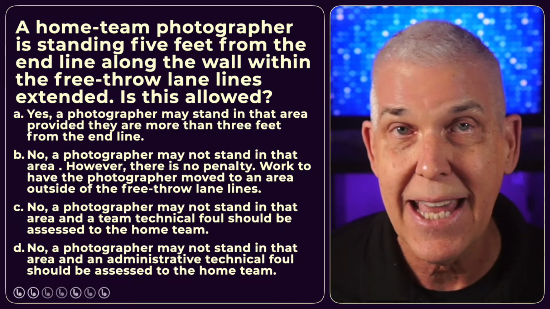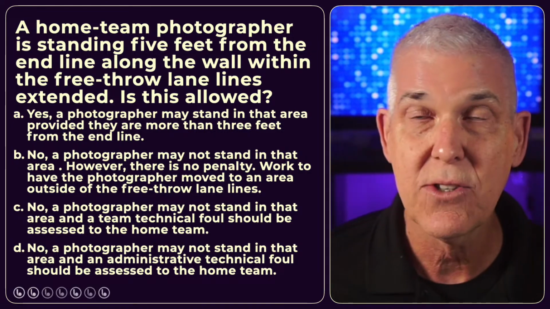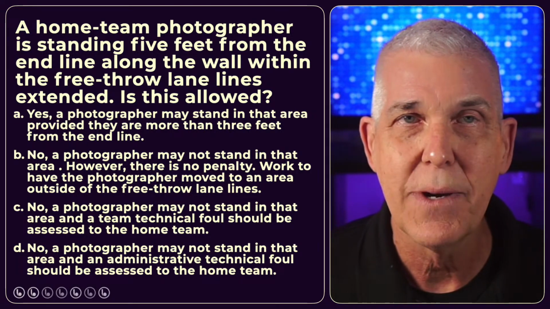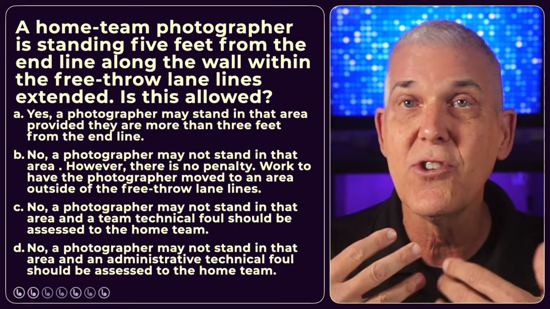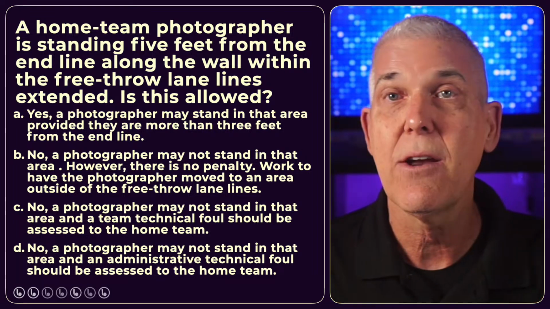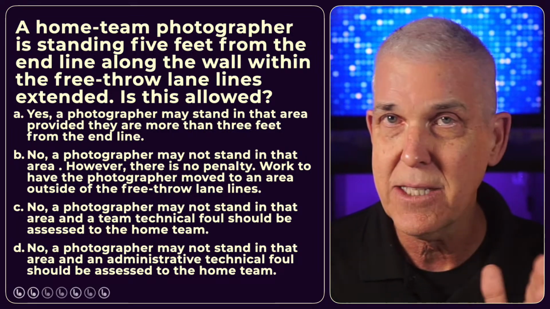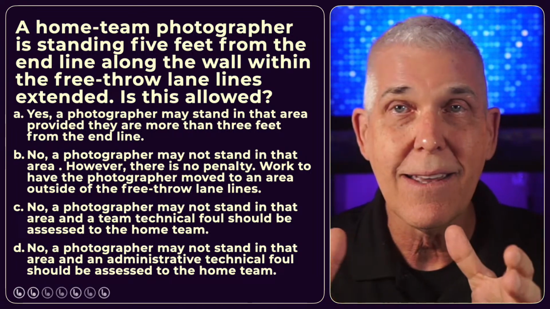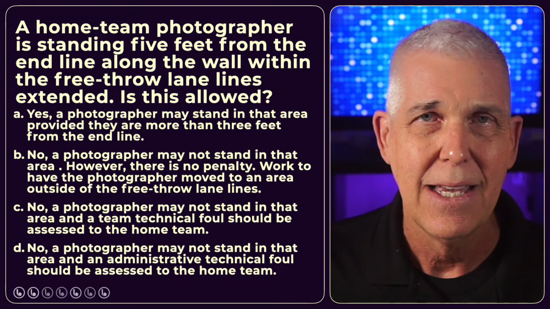So our possible answers are yes, they may stand there. No, they may not stand in that area. However, there is no penalty. Of course there's no penalty. Work to have the photographer move to an area outside of the free throw lane line. And of course, we could just replace photographer here with cheerleaders. Oftentimes, cheerleaders are on the end line. Sometimes they are unaware that they are not allowed in this area. Sometimes they are undisciplined and get into this area. And we have to basically encourage them to not be in the area. But there is no penalty for this.